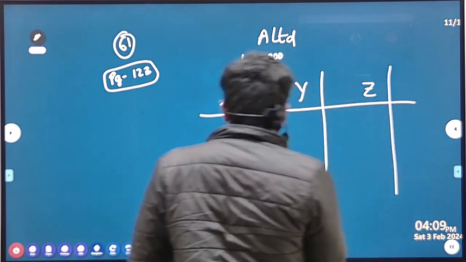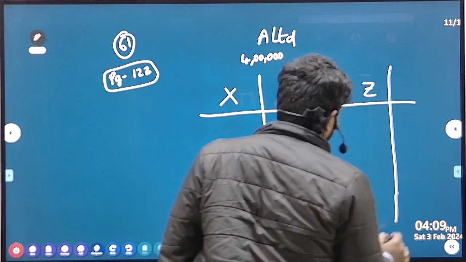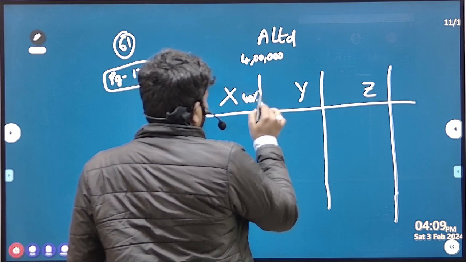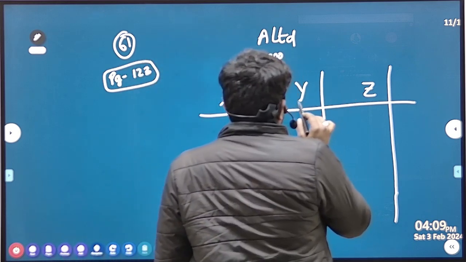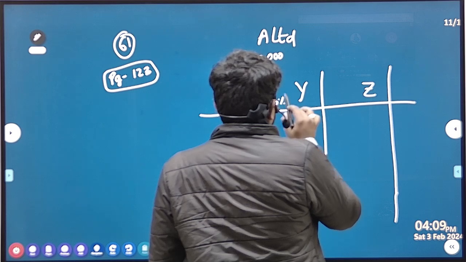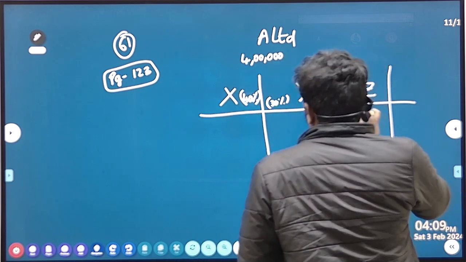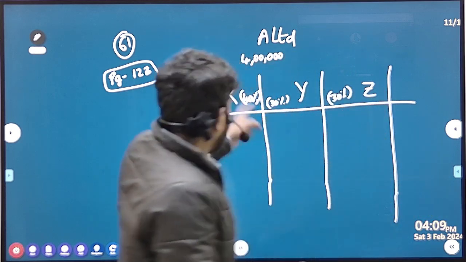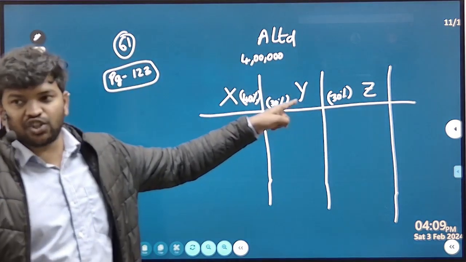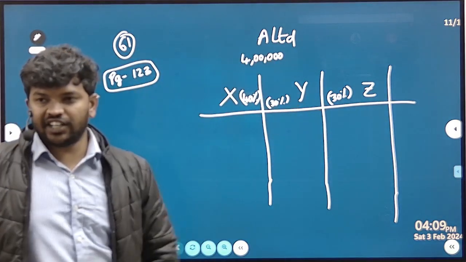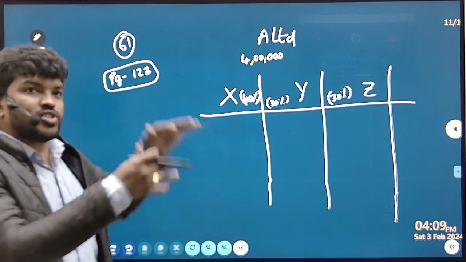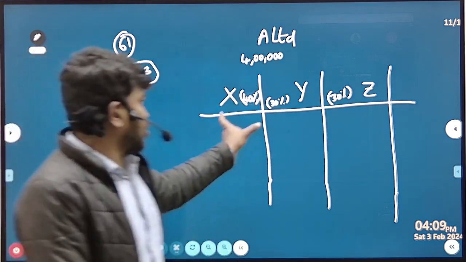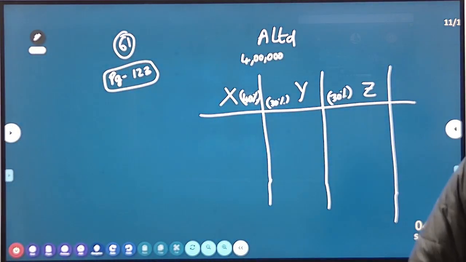X is for how many percent? 40%. Y? 30%. Z? 30%. So indirectly 100%, 100% of the 4 lakh issue. This is called full underwriting. Not partial, because they are underwriting the full issue of shares. Okay, this is full underwriting. Very good. Next.